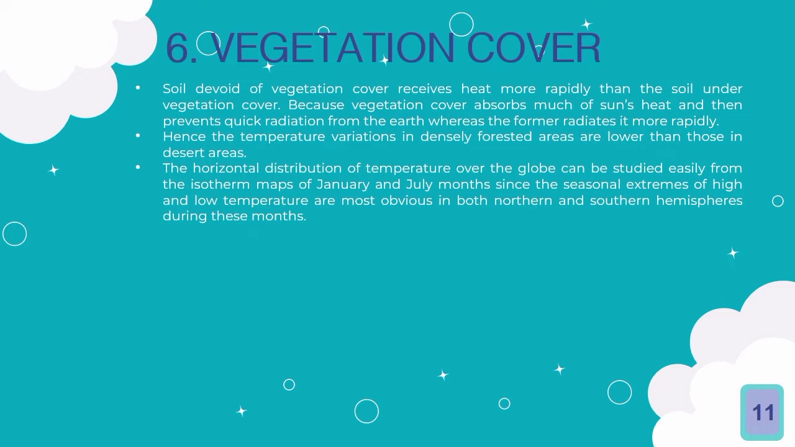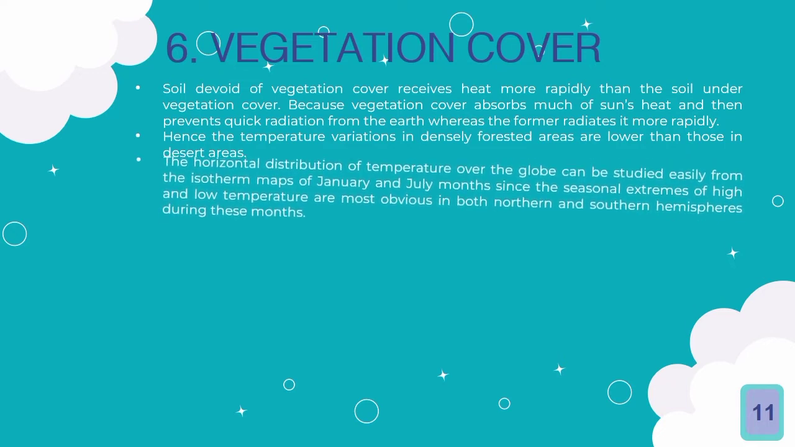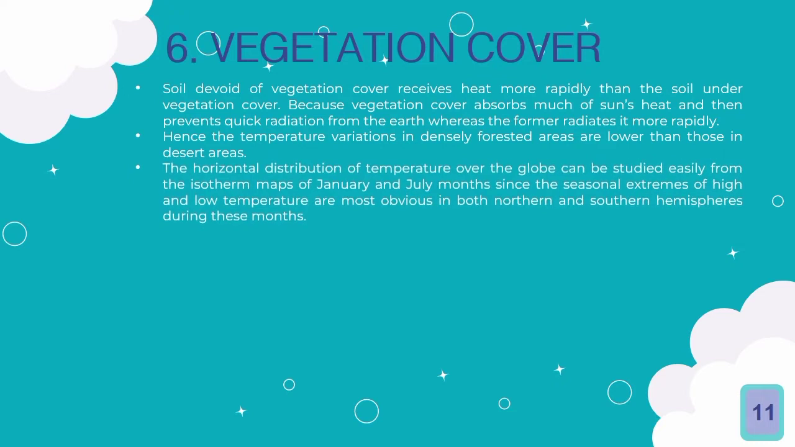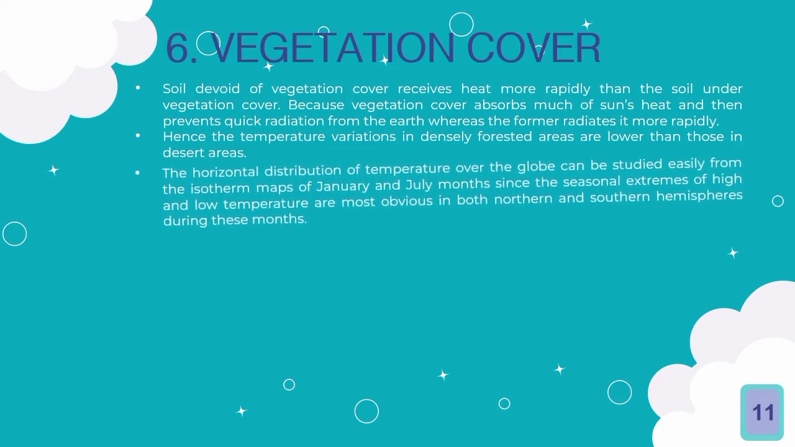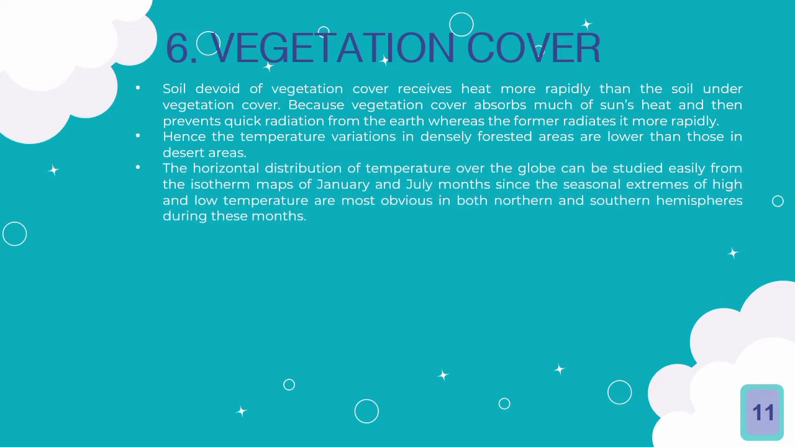The horizontal distribution of temperature over the globe can be studied easily from the isotherm maps of January and July months, since the seasonal extremes of high and low temperatures are most obvious in both northern and southern hemispheres during these months. So there are different kinds of vegetation cover. Around the globe, what kind of temperature you feel, whether high or low, depends on the vegetation cover of the place you are in.